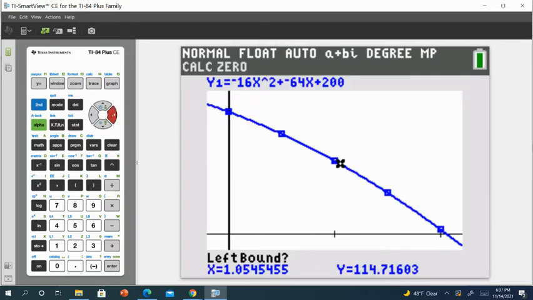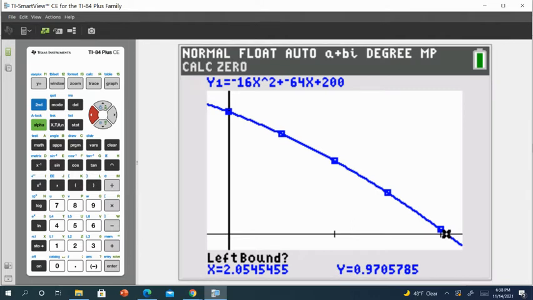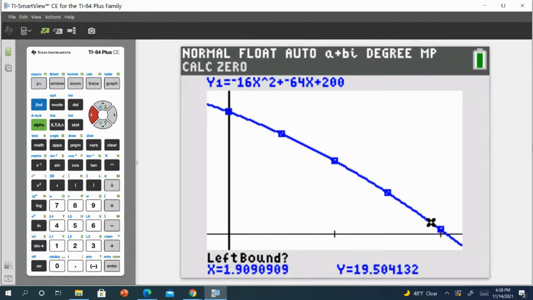Now, what I'm going to do here is I want you to do something a little different than what I taught you in that lesson. I want you to try to put the cursor on the x-axis. Now, what that means is the y value would be 0. That's pretty close, but we need to do a left bound. So I'm going to hit the left arrow key about 4 or 5 times. I'm going to hit enter.